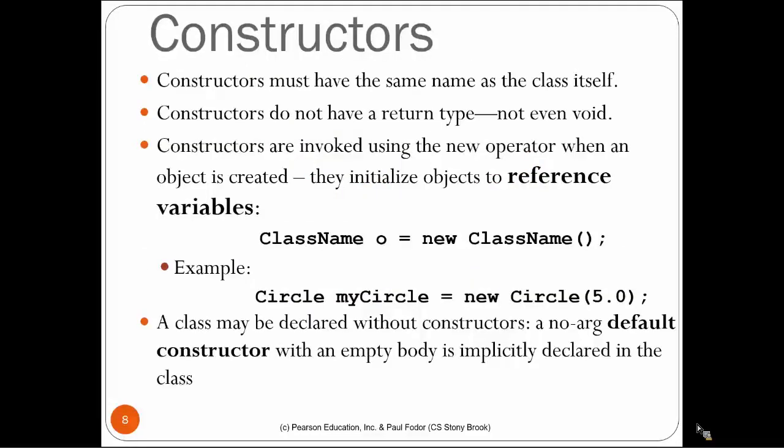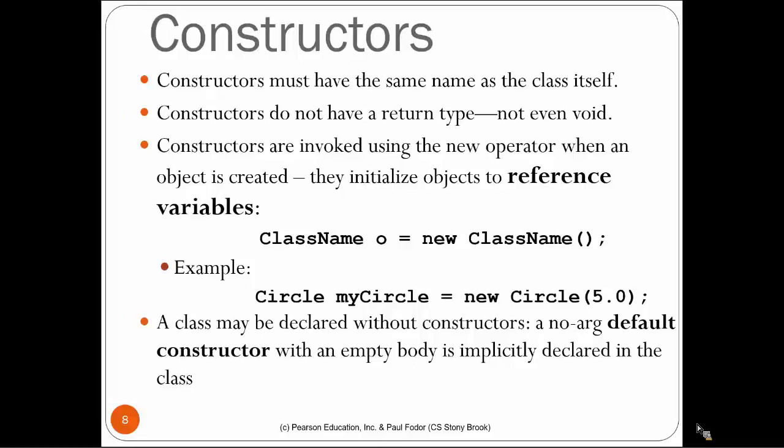So let's talk about constructors, data fields, and other methods. First of all, constructors. They must have the same name as the class itself. They do not have a return type, not even void, because what they actually do is create an object of the class itself. The return type is understood to be a reference to this object. The constructors are invoked using the new operator.